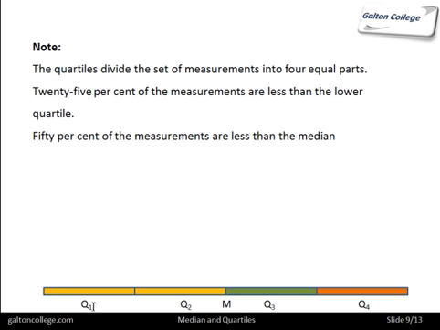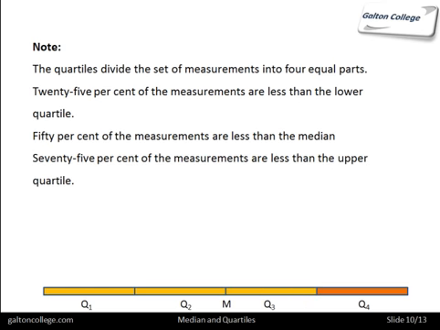50% are less than the median, and if you like, 50% are above it. The median is the middle term. So half the observations are below it, half are above it. 75% of the measurements are less than the upper quartile. The upper quartile, Q3, so 75% are less than that. And if you like, 25% are above it.